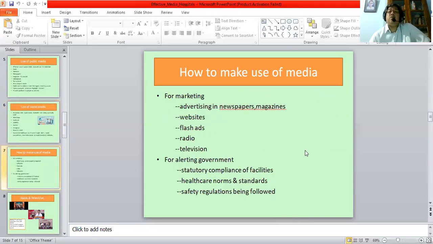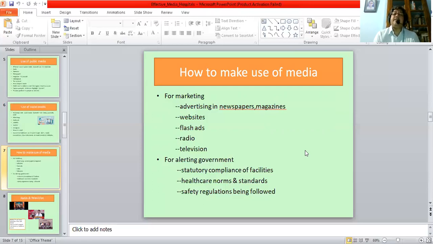Now, how to make use of the media? Of course, advertising is one of the most important functions. So you can give advertisements about your medical facilities, your organizations. You often see ads about hospitals and other healthcare facilities in the leading newspapers and magazines. They are all in color, and they project beautiful color photographs and pictures about the facilities and the support which is provided.